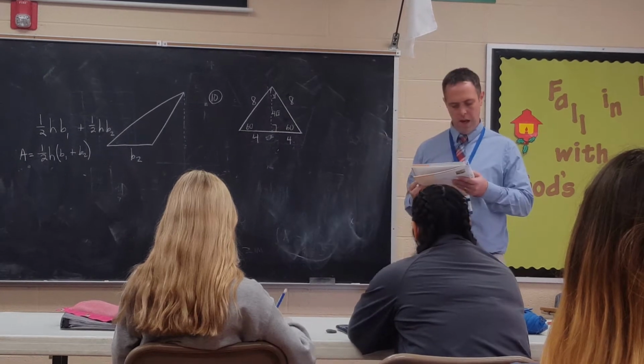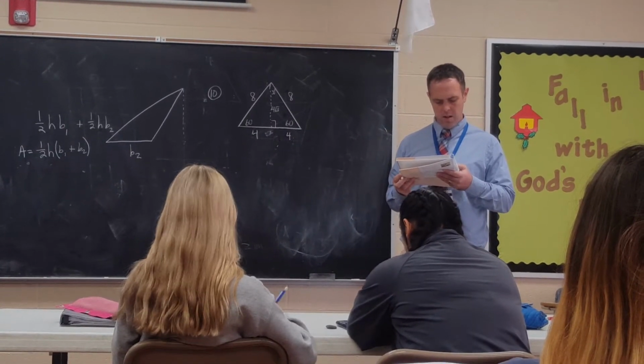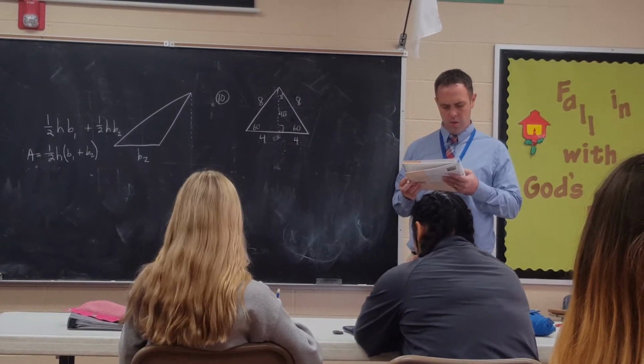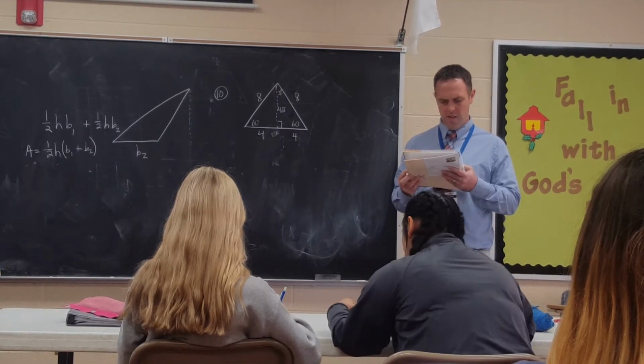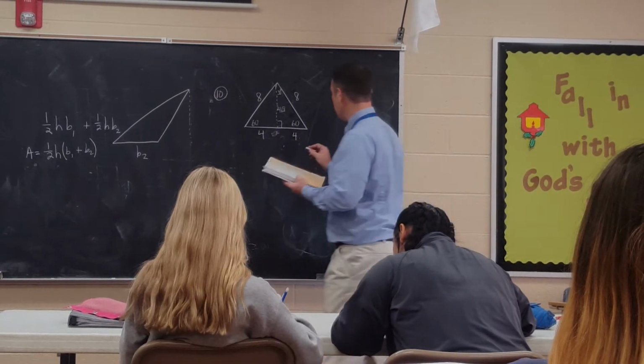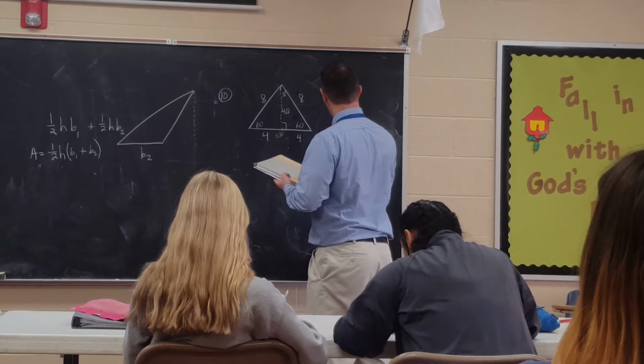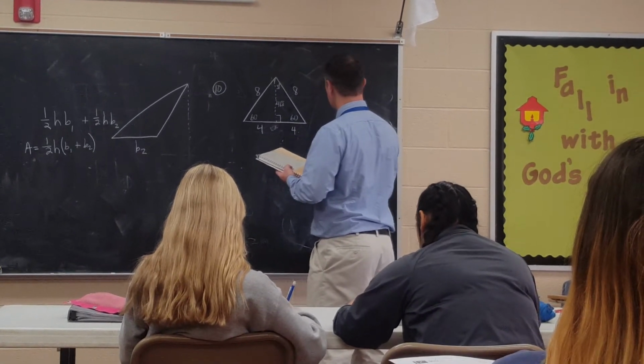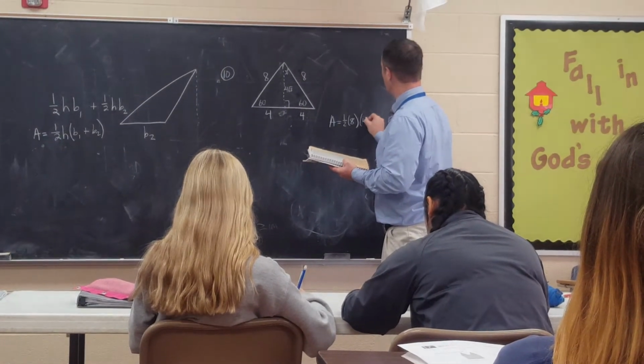And then they want to know the area. Is that right? Which one is that, 10? Yeah. So the area, 1/2 the base, 8, times the height, which is 4 square roots of 3.